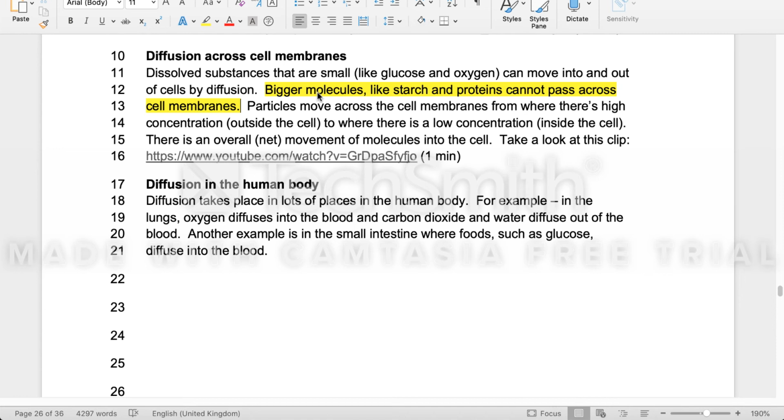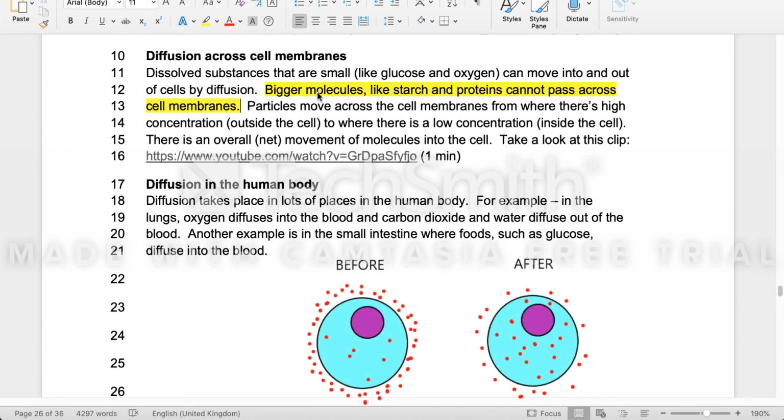So take a look at this picture right here and notice how inside the cell there is a lot less of the molecules, right? But on the outside, there's a lot of them. So that cell membrane acts as kind of a barrier to keep the big molecules out, but the smaller molecules such as glucose and oxygen are free to move in and out, so that there's an equal number of molecules on both sides, inside and outside the cells.